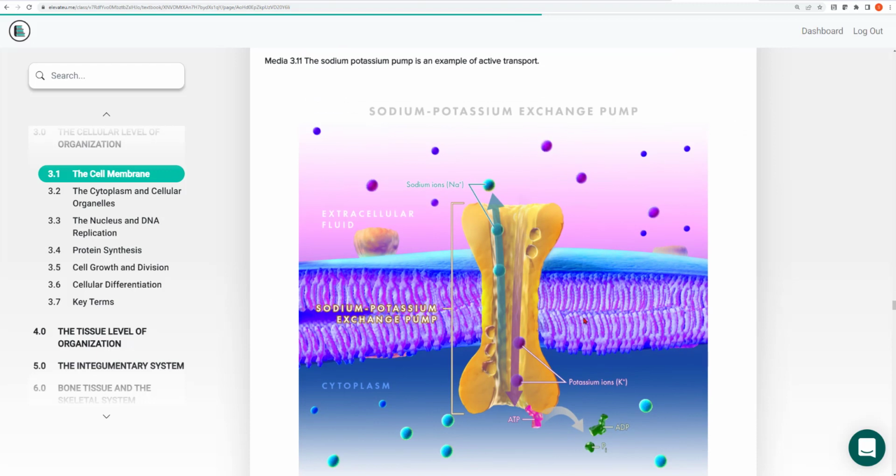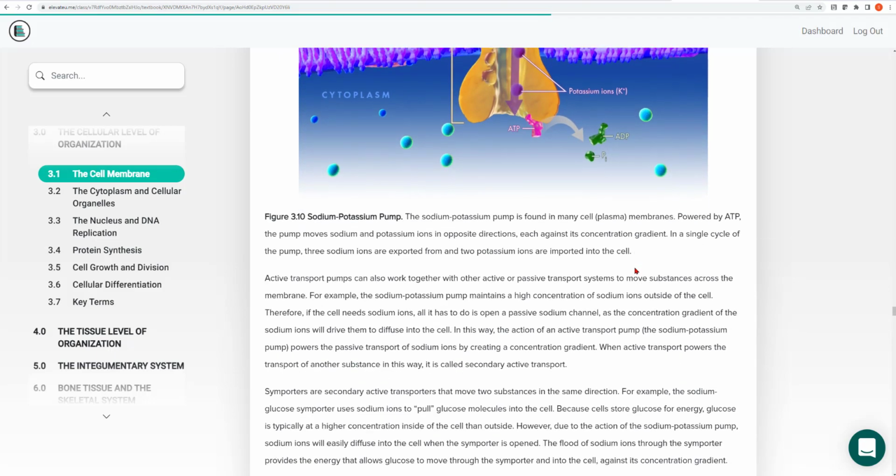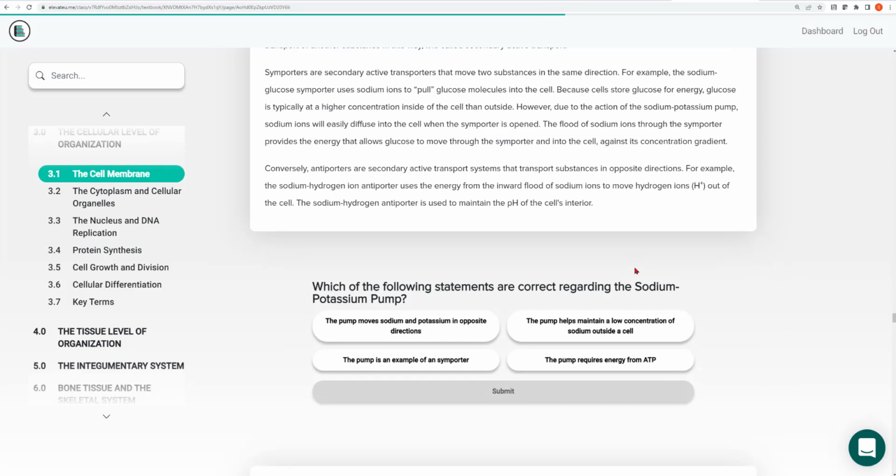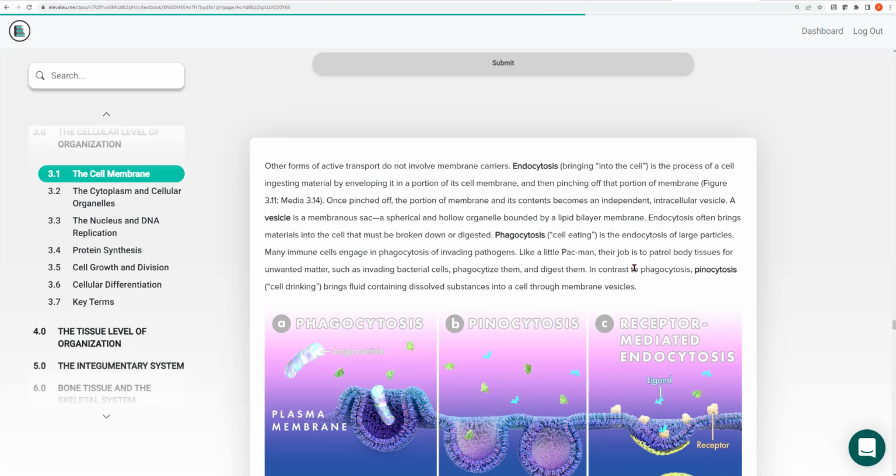So again, a little video about a very common protein called the sodium-potassium exchange pump. And this is the one example of active transport that I want you to recognize. Now, there are other ways that molecules can get into and out of the cell. Let's take a look at these.